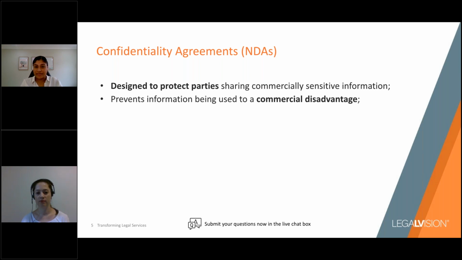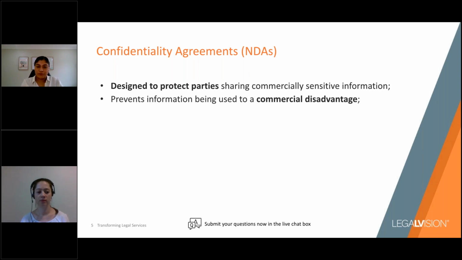If you're the person receiving the confidential information, it gives you peace of mind that you're receiving all of the information you need to make a sensible decision about whether this is an appropriate commercial transaction for your business. So it really is designed to protect everyone that's involved. So we really would recommend you put these in place.